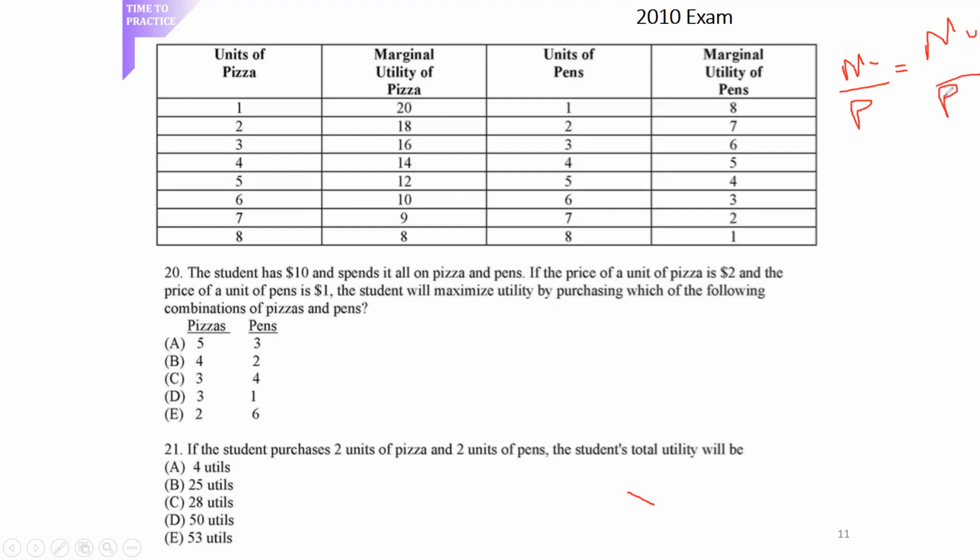Okay. All right. So they gave me the marginal utility of pizza, and each unit is $2. So it's the marginal utility of pizza over the price. So I'm going to divide that by 2. So 20 divided by 2 is going to equal 10.